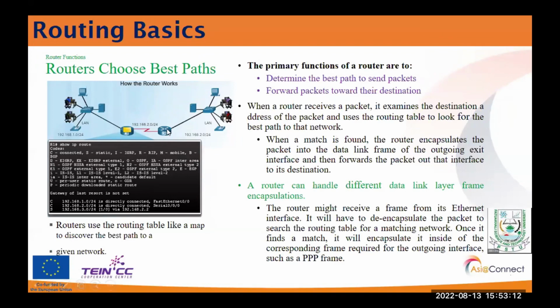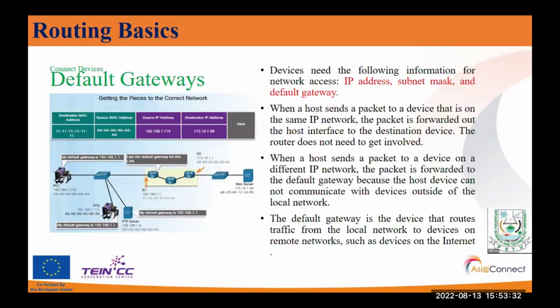Then R2 performs a similar process, and in this way tries to find the destination address. So basically, this is the primary function of a router. The router chooses the best path using different kinds of algorithms and other factors. Now another issue, basically the default gateway, which is related to the router.